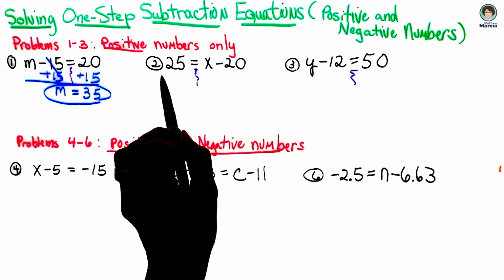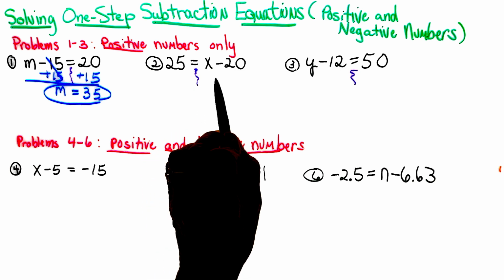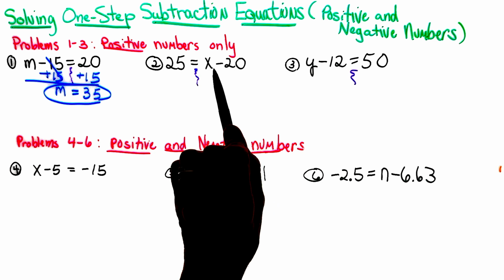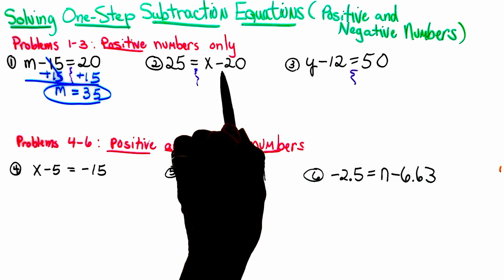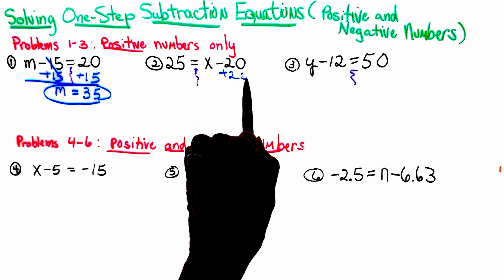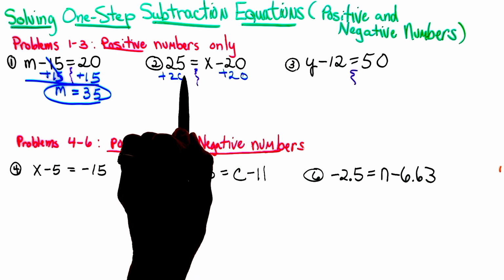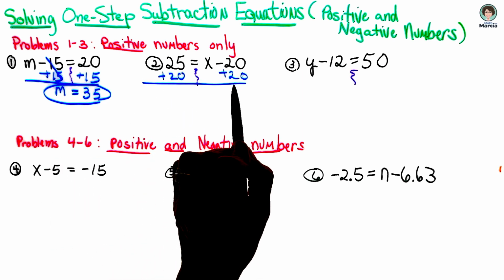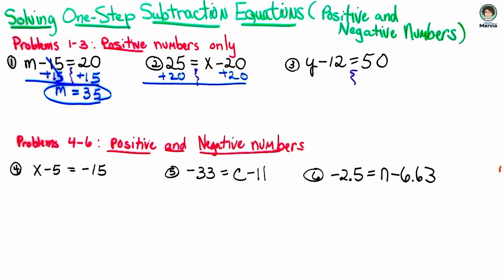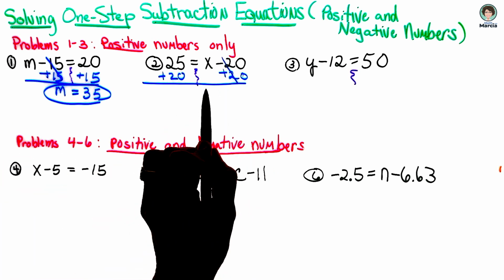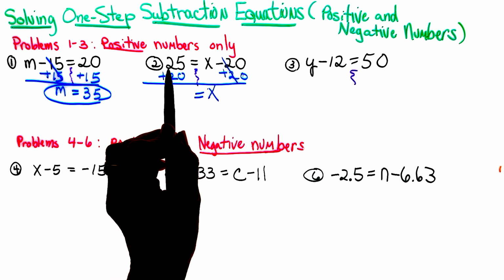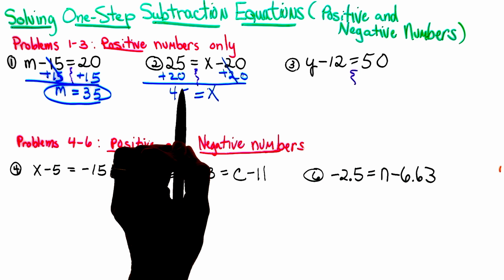So let's look at number 2. We have 25 is equal to x minus 20. So again, I'm always going to use the inverse operation, and I've got to get the variable alone. So I am going to add 20 to both sides of the equation. And when I do, if I owed someone $20, I paid $20 back. I don't owe them anything. So this is a pair of opposites. And we get x is equal to 25 plus 20, which is 45.